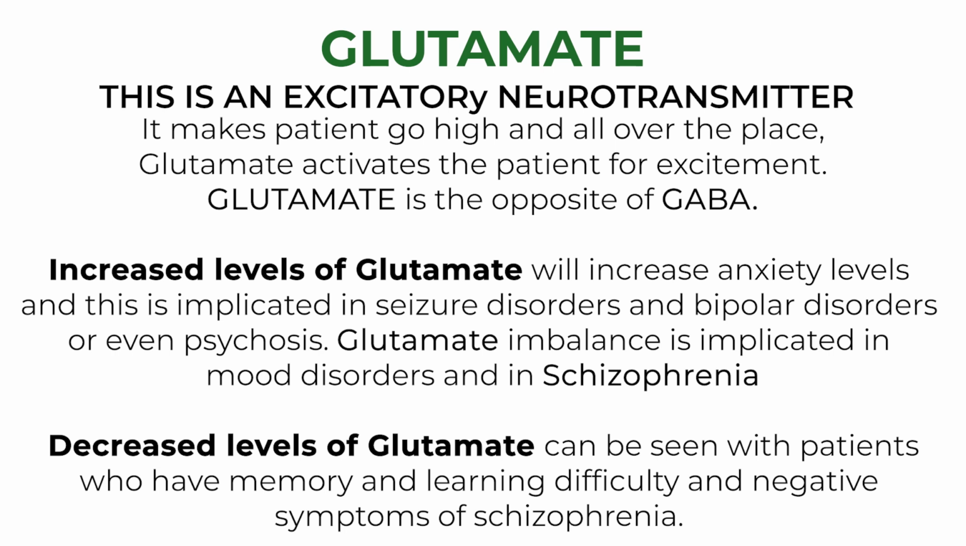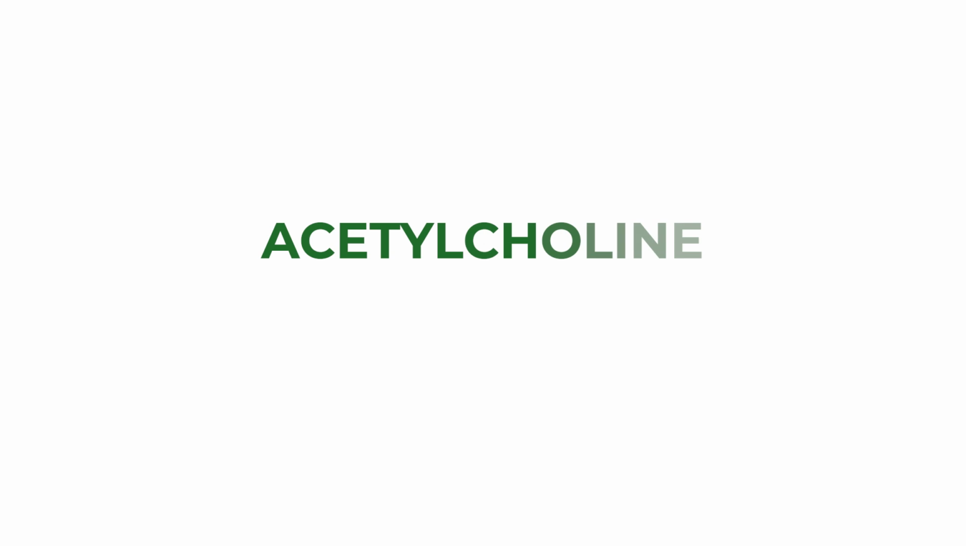But in a situation where we have a low glutamate, you will see a low glutamate in situation related to memory and learning difficulty, or when a patient is having negative symptoms of schizophrenia. In negative symptoms of schizophrenia, they are having anhedonia, avolition, as well as affect incongruity. So you might see a low glutamate in negative symptoms of schizophrenia, or a patient that is having memory or learning difficulties.